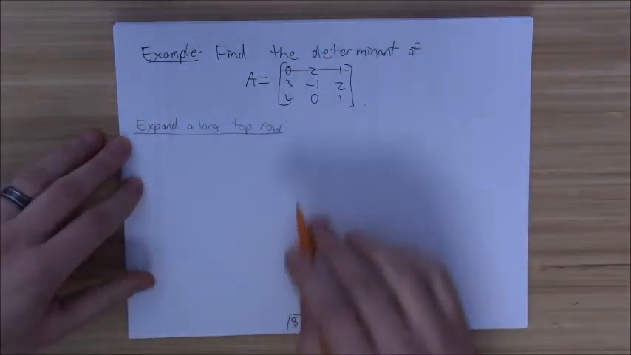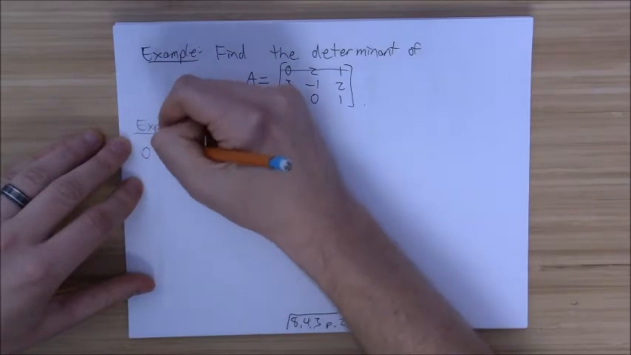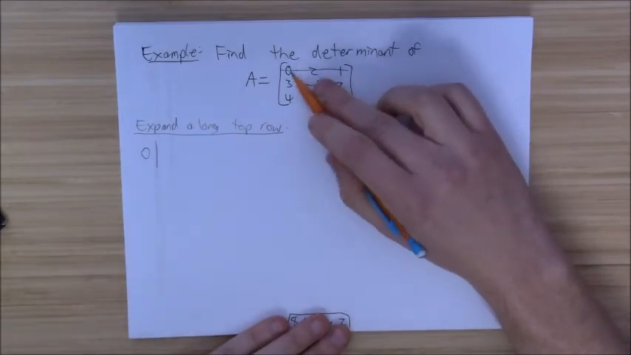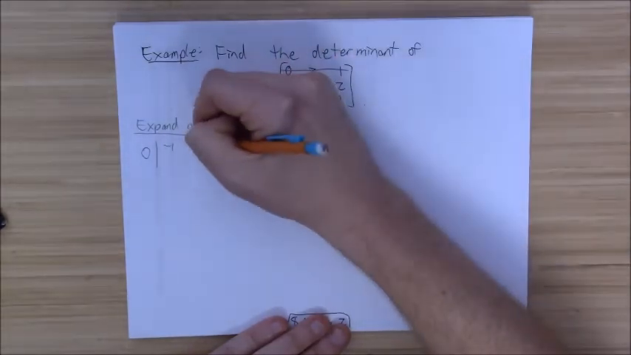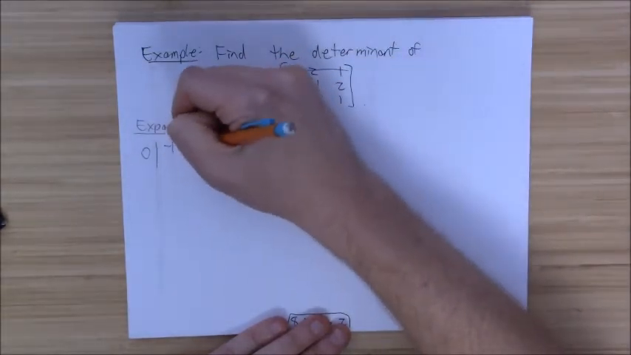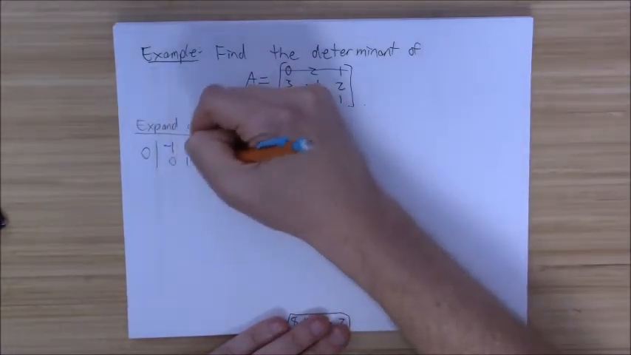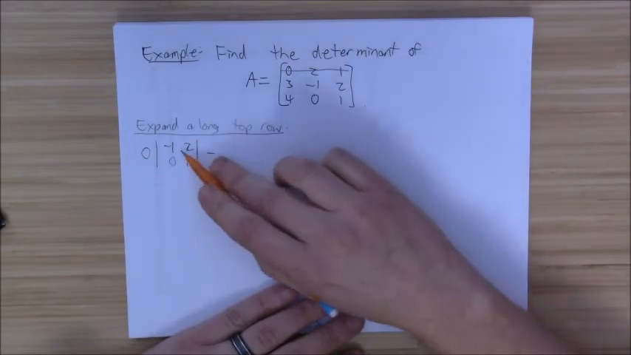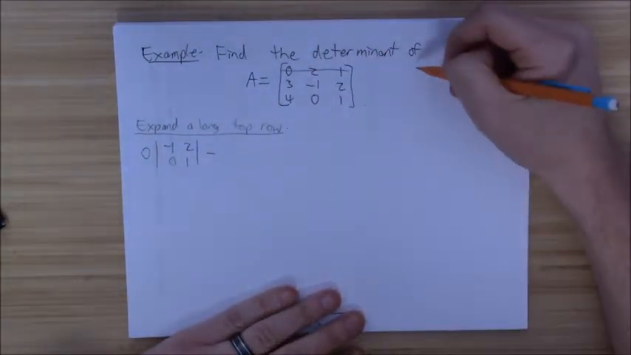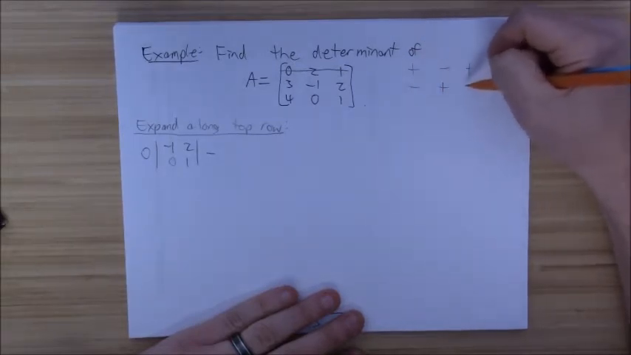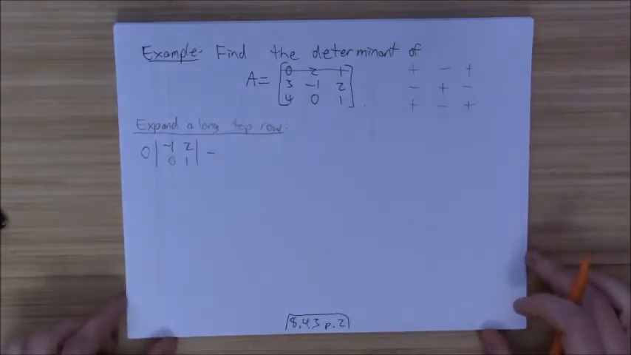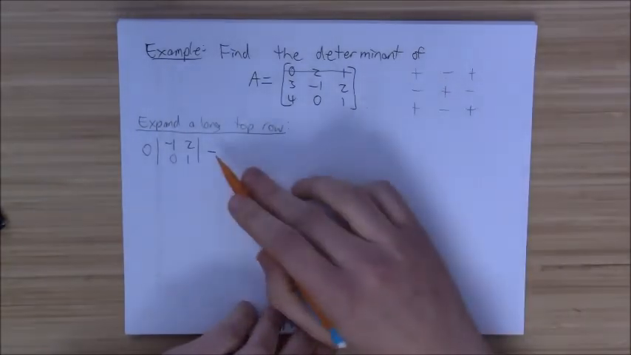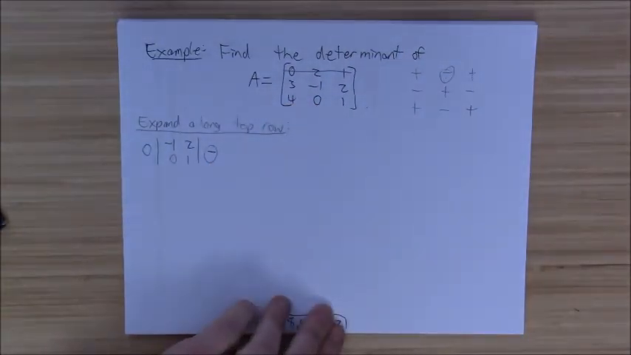If I expand along the top row, then I have the following. I get 0 times the minor that would be formed from deleting the zero's row and column, so -1, 2, 2, 0, 1. Then I'm going to subtract. Now, why am I subtracting instead of adding? Well, what I'm doing here is I'm calculating my cofactors by doing the minors as I go along. And I know that this is a plus, minus, plus, minus pattern from our last video. And so, as such, we have a negative there.